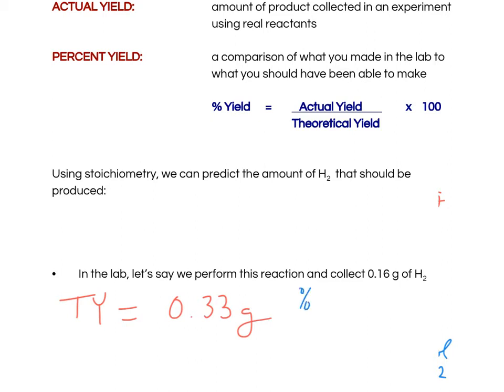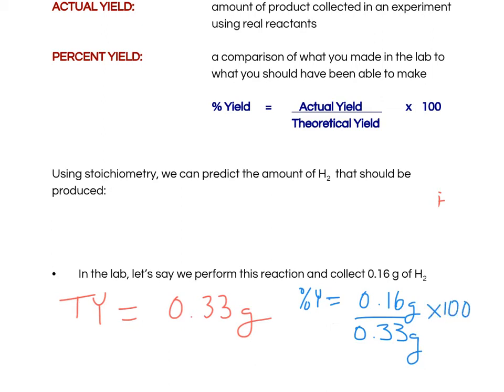Well, then I can do a quick percent yield calculation here, right? My percent yield is going to be my actual yield of 0.16 grams. And by the way, I got that by just making up a random value. I didn't actually do this lab, I'm just making that value up. It's not coming from anywhere that I calculated. So I'm going to divide that by the theoretical yield, the amount that I should have been able to make as predicted by the amount of reactant I used, times 100.